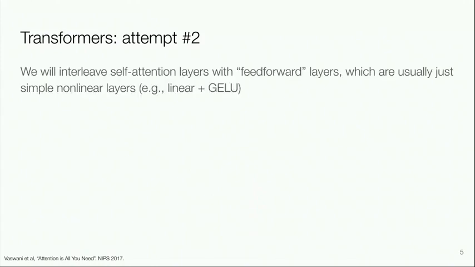So what we're going to do is interleave these self-attention layers, which in some sense are kind of like linear, with what people oftentimes call feed-forward layers. I don't know why people call it this, but this is the term that a lot of people use. These are usually just simple nonlinear layers, like a linear transformation plus some kind of activation. The most common activation that people use for transformers is this thing called the GELU, which Sean told you a little bit about. The details are not that important, but this is the most common activation function that people usually use for transformers.